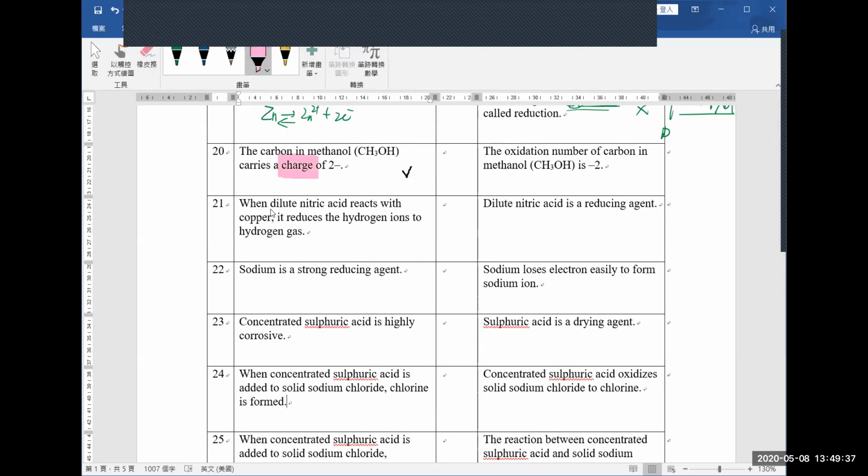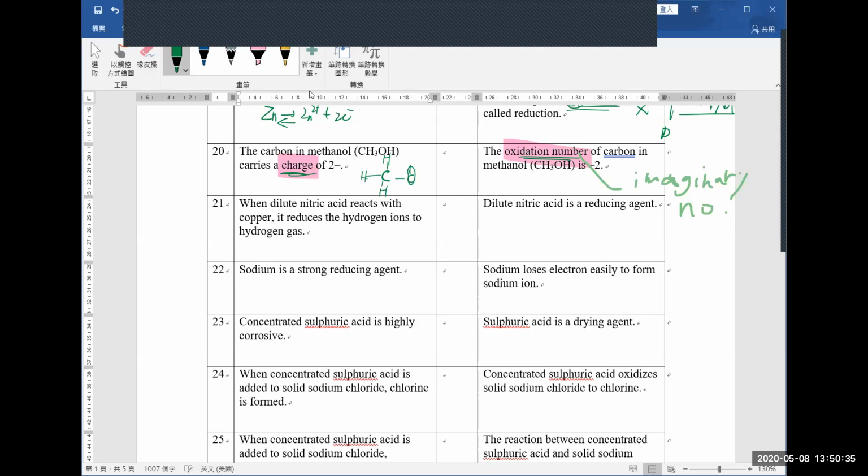Can you see the word charge? Oxidation number. Are they talking about the same concept? Not really. Charge and oxidation number are two different concepts. In case you really take it as meaning a charge, it means that the element being referred to is an anion, a halide, which is ionic. However, methanol is a molecule, having a structure like this.